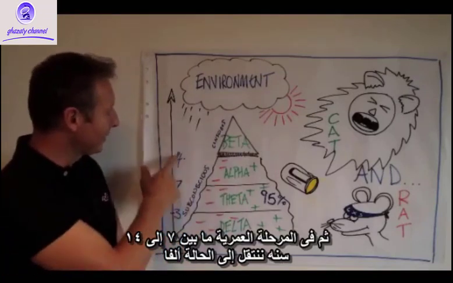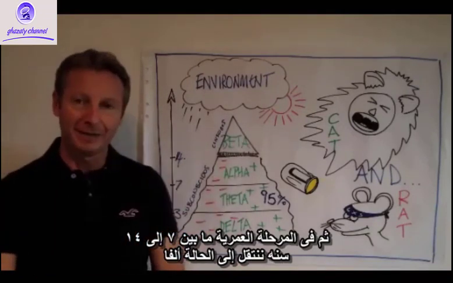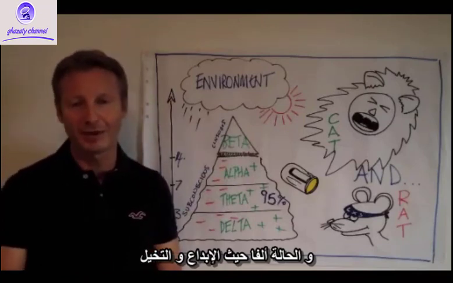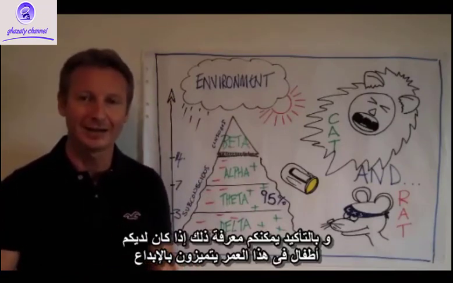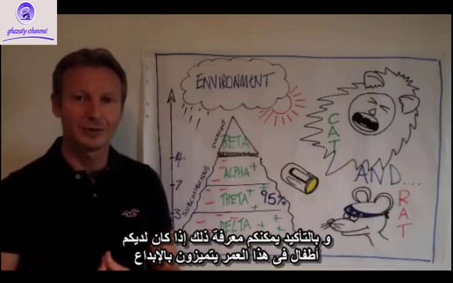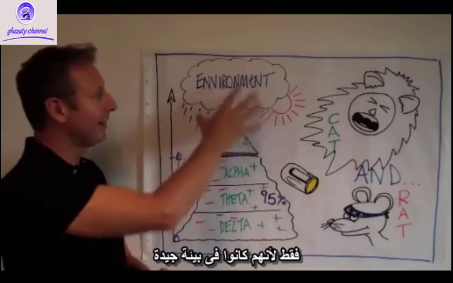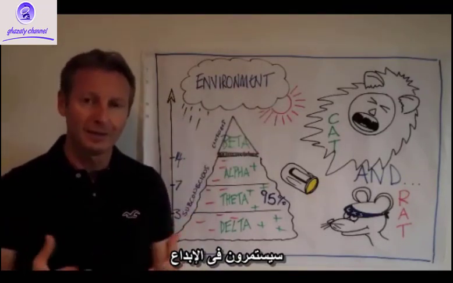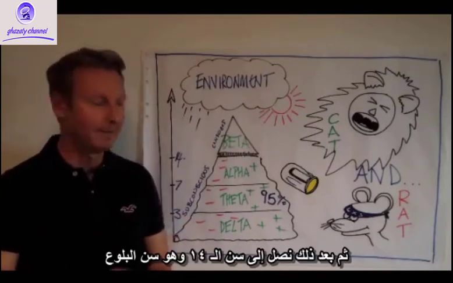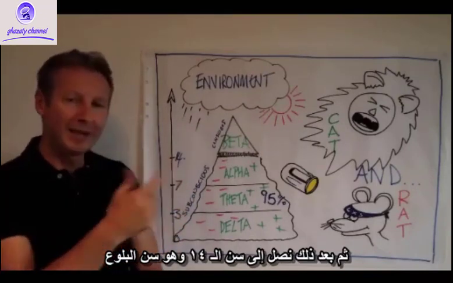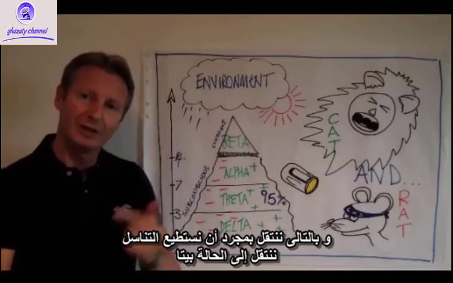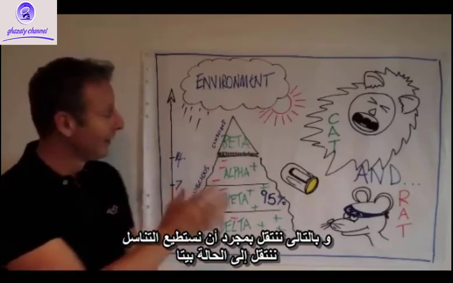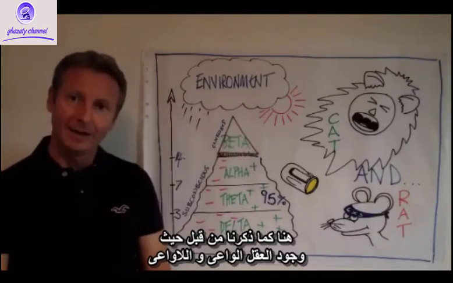Then, between the ages of 7 and 14, we move up into alpha. And alpha is that place of creativity and imagination. You'll certainly see that if you've got children, they're still very creative, as long as they're in a great environment. Still got all that creativity. But then when we get to 14, or when we hit puberty, we shift. As soon as we can reproduce, we shift and head up into beta.